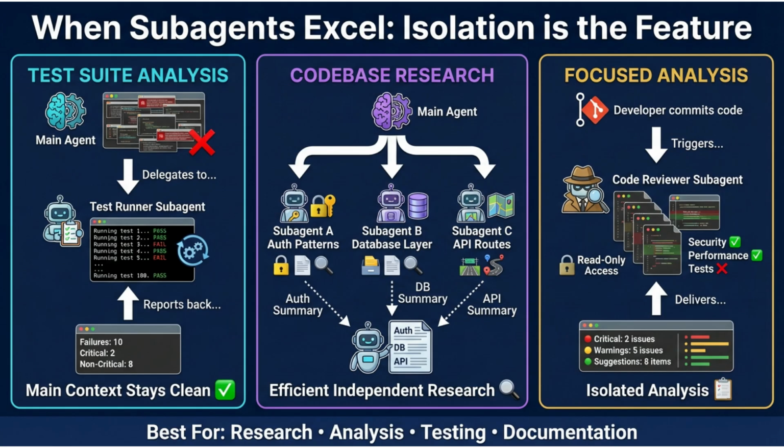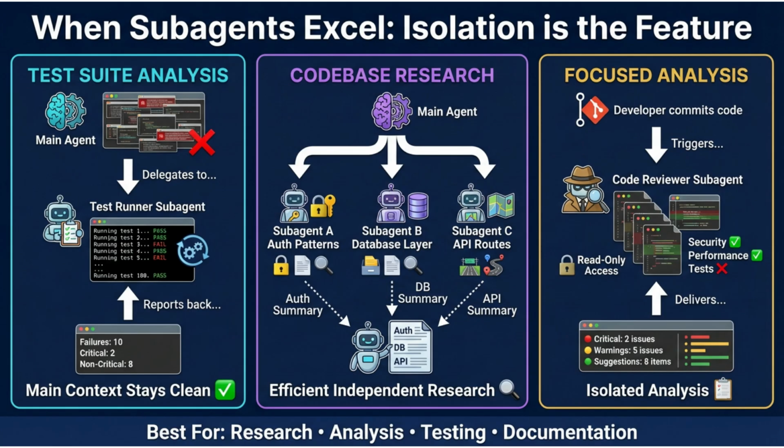Code-based research. Perfect use case. Need to understand authentication, database access, API routing, and unfamiliar code? Use the built-in Explore subagent. Tell it to research all 3. It explores files, reads code, identifies patterns, returns structured summary. All exploration stays in subagent context. You get architectural summary without bloating main conversation.